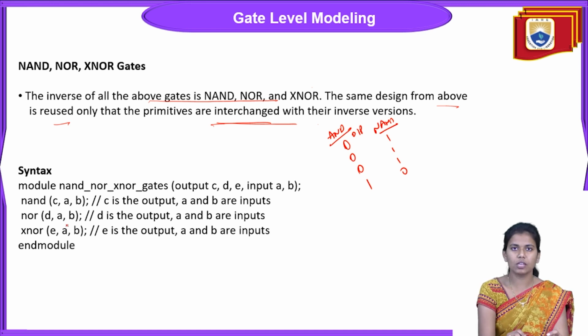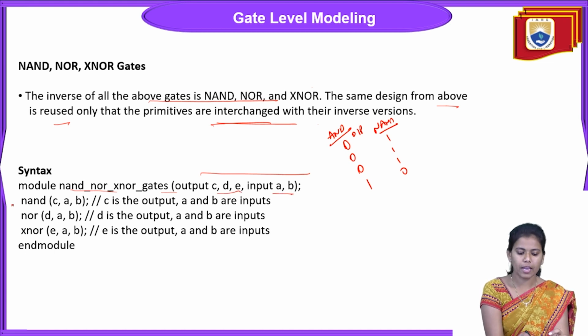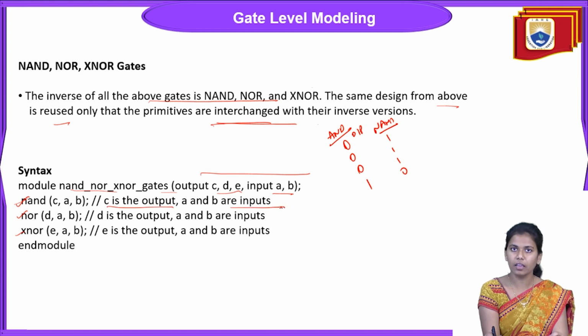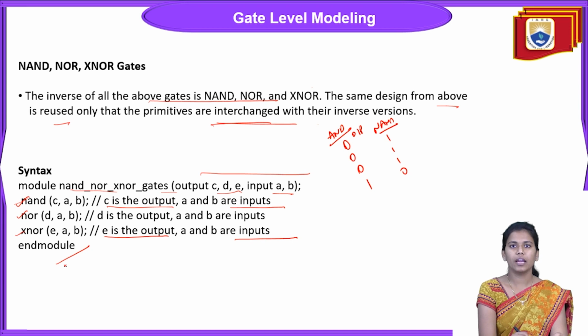So the primitives are interchanged with their inverse version. The syntax goes like this: module, all the gates, port list with outputs and the inputs. And each and every gate is represented, NAND, NOR, XNOR, with outputs as well as the inputs, ending up with endmodule.